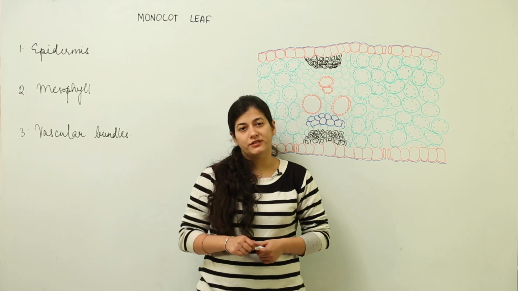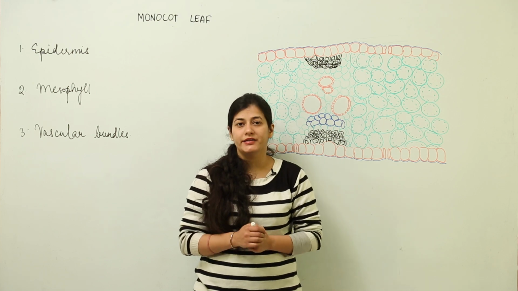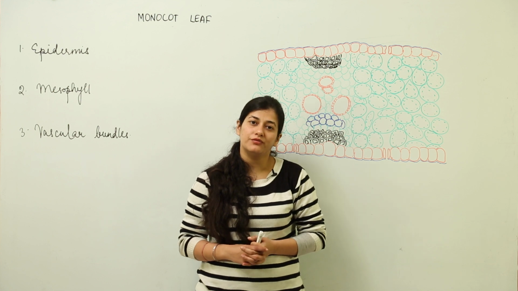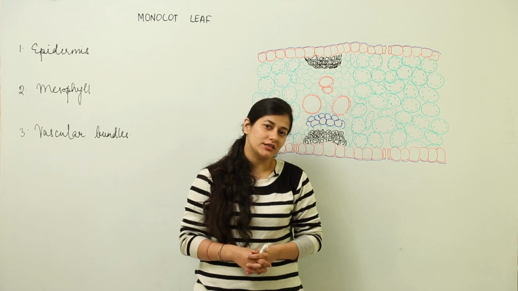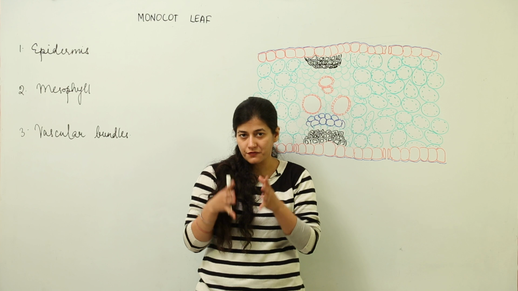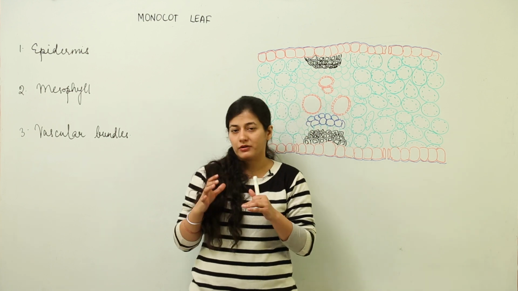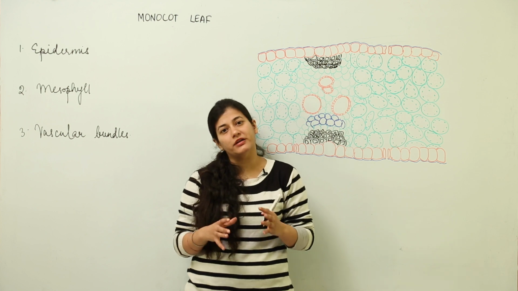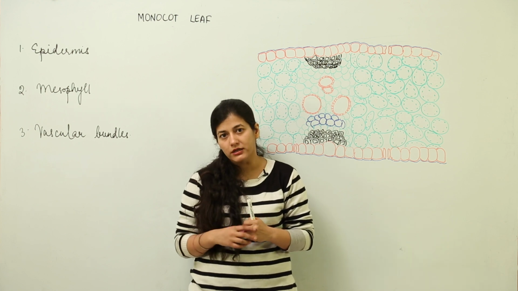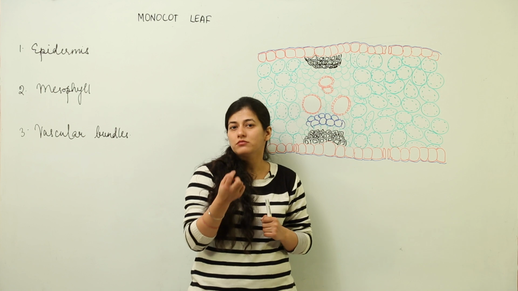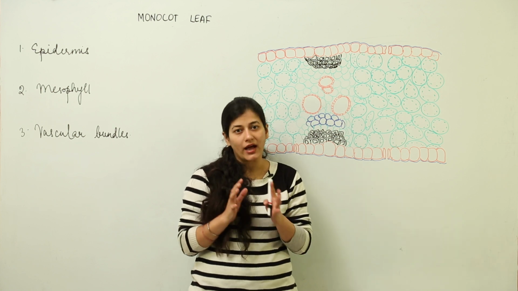Now we have the monocot leaf, and when we study this type of leaf, we are going to keep in mind what we have studied in dicot leaf, and the points of differences are going to play a key role in this lesson. Now, because this is a leaf, the anatomical features would be almost similar. The points of differences would be important to note down and understand.